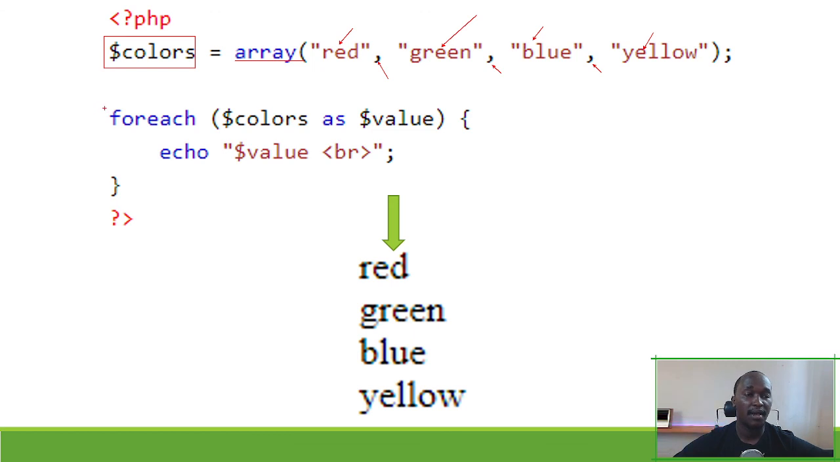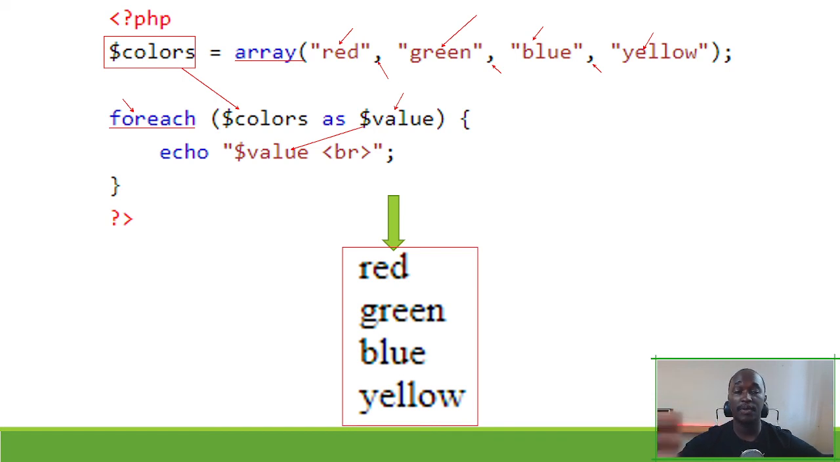Okay, so we do for each colors as, then we declare some variable. Then we simply echo that variable. So for each is going to know how many values are in the array, and therefore it's only going to loop the number of times that is required. That is depending on the size of the array. So for example here, it's only going to loop 4 times. So the output of that particular code is going to be this.